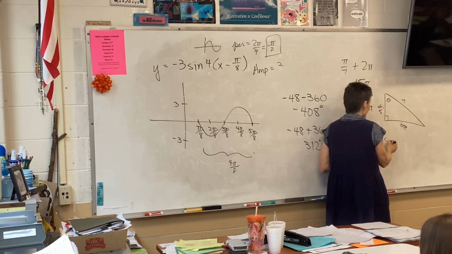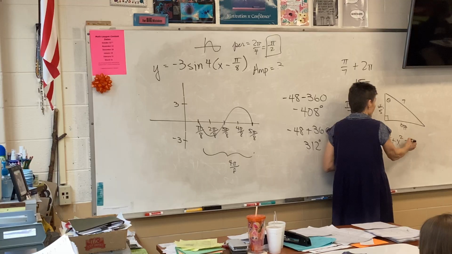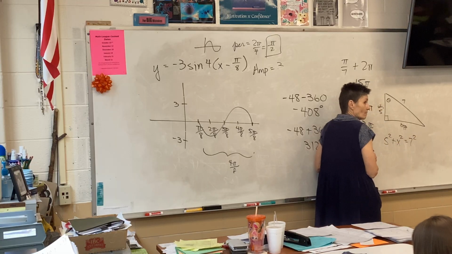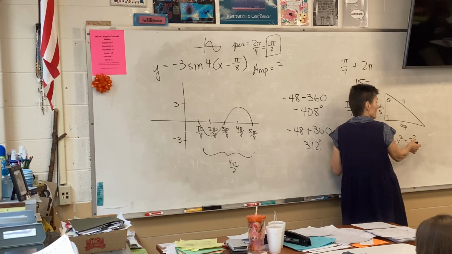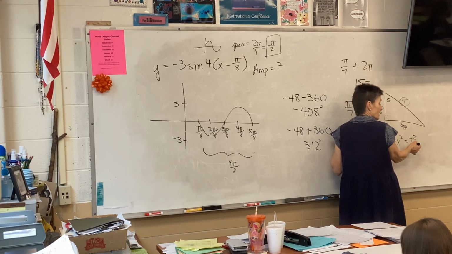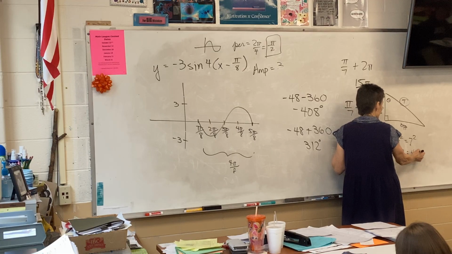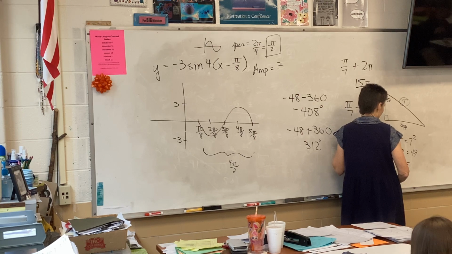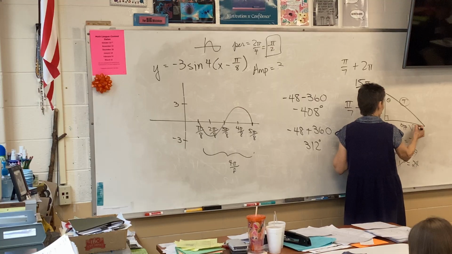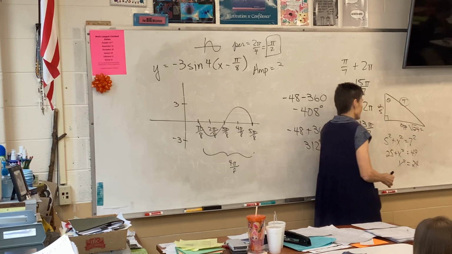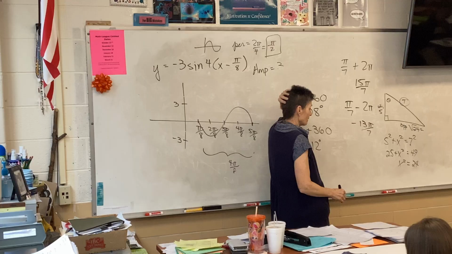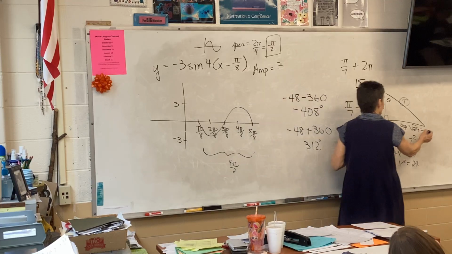So 5 squared plus x squared is 7 squared. Remember, when you do Pythagorean theorem, the hypotenuse is C. So 25 plus x squared is 49, x squared is 24. So this is going to be the square root of 24, which actually simplifies to 2 root 6.